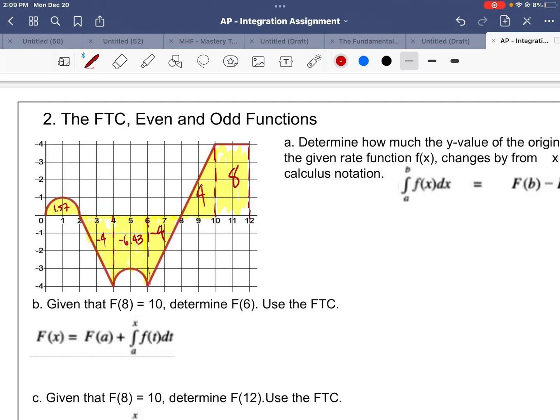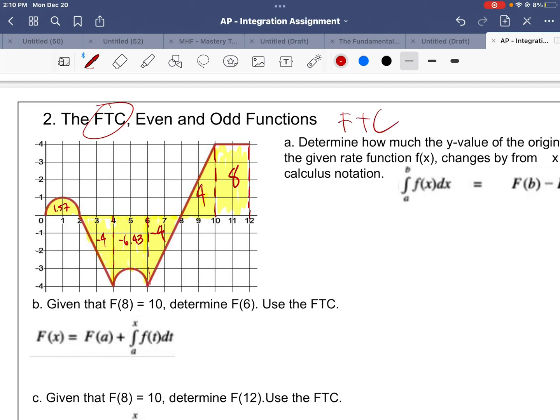We're going to continue on with this set of examples to get you ready for your first calculus assignment. We're going to deal with the fundamental theorem of calculus that we've already gone over. We're also going to go over even and odd functions. This is a nice application of even and odd functions. So to begin with, let's do the FTC, the fundamental theorem of calculus.